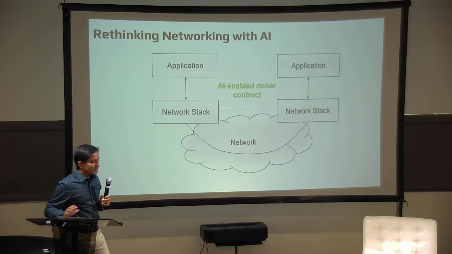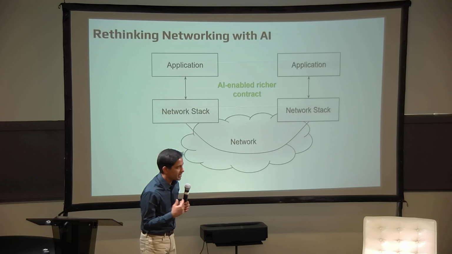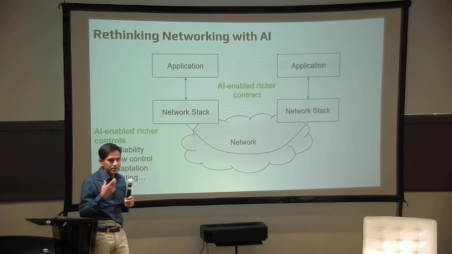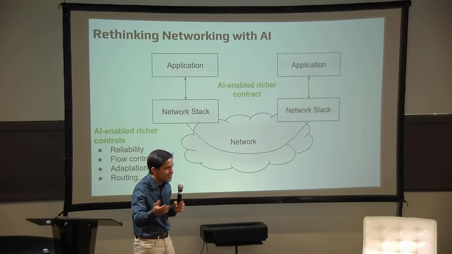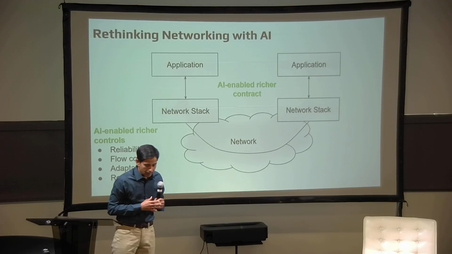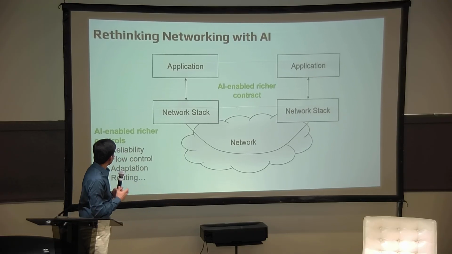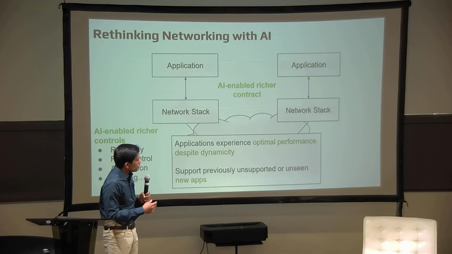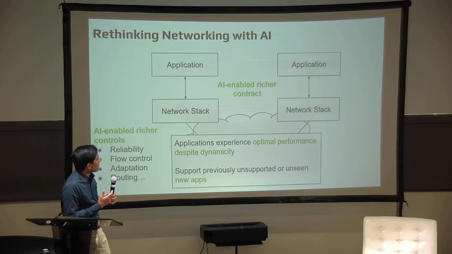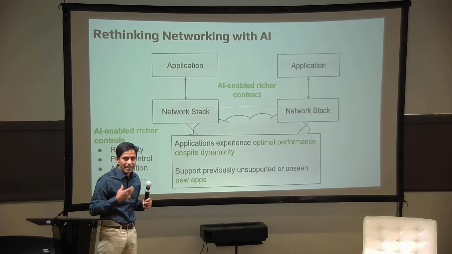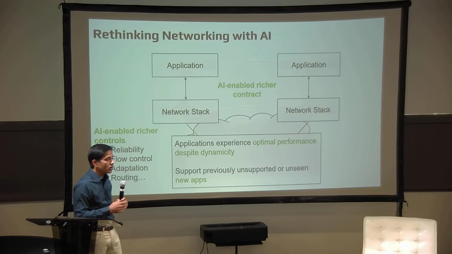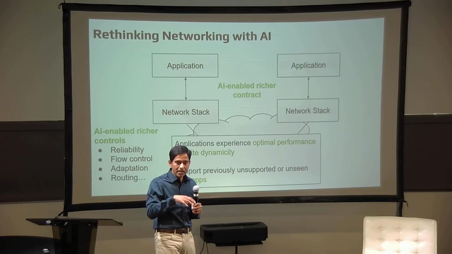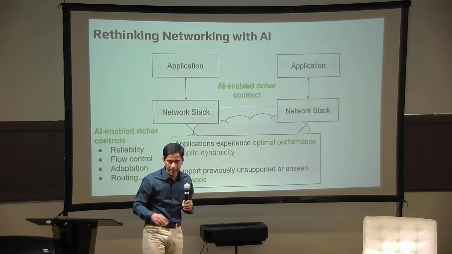With AI, I believe that you can change the contract between applications and the network. You can also change the way the network takes bits and moves it across network pipes by building better controls. And what I'm going to argue is that this gives rise to applications that can better adapt to dynamicity, achieve better performance, and also potentially enable applications that are simply not possible to run over constrained networks or systems today.